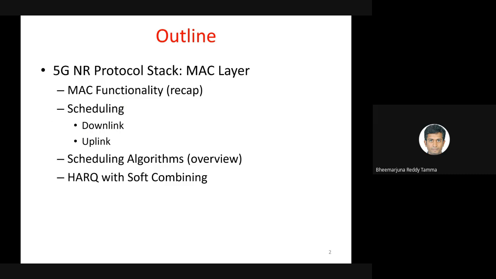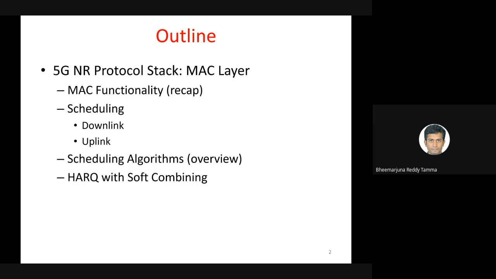Then I will talk about some of the classical scheduling algorithms that you may be familiar with, like round robin, proportional fair, and other things. Then I will talk about various classes of scheduling algorithms. Because we don't have much time, I won't be able to go deep, but I will give you some reference material for you to go through and understand the rich set of literature that we have on the scheduling algorithm.